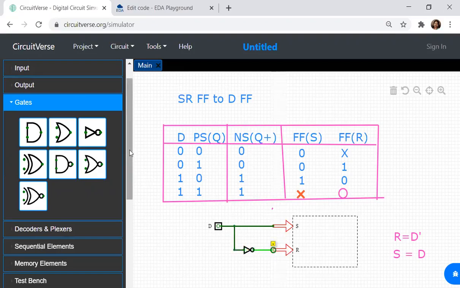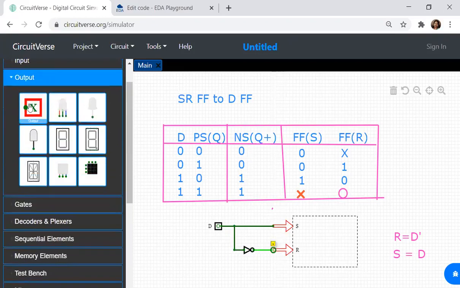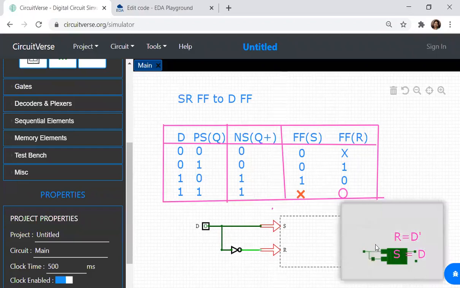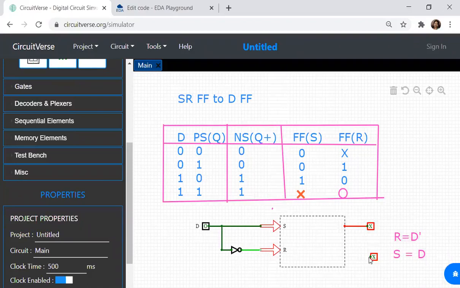D bar. And what about the other things? I will have two outputs. One output is Q and the other output is Q bar. This output will be Q and this output is Q bar. So you can see according to the conversion, according to the expression we got, S is equal to D. What is R equal to? R is equal to D bar.